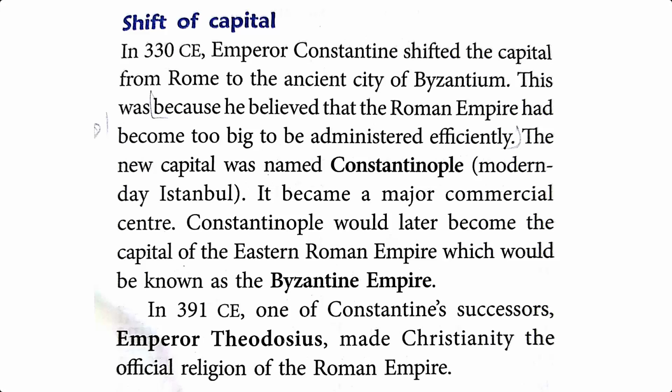Same as Emperor Constantine shifted his capital to a new city called Byzantium and named as Constantinople. And after it became the capital in large area of Roman Empire. And in 391 century, Emperor Theodosius made Christianity the official religion of Roman Empire.